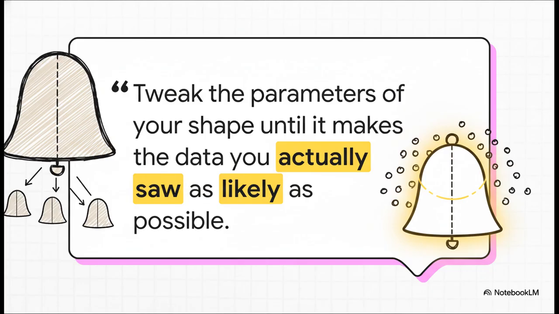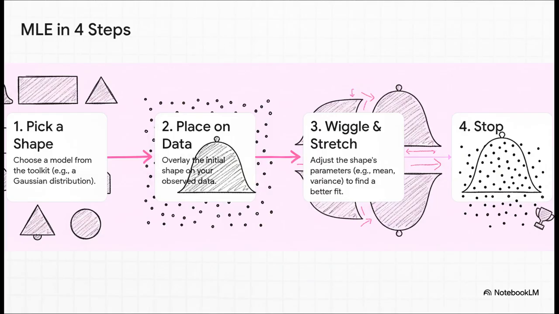Think of it like this. We pick our shape, maybe a bell curve, and we plop it down on top of our data. Then we start fiddling with its knobs. We wiggle its parameters, like where its center is and how wide it is, and we keep tweaking them until we find the exact configuration that makes the data we actually observed the most probable, the most likely thing we could have seen. This whole process has a name too. It's called maximum likelihood estimation, or MLE for short.